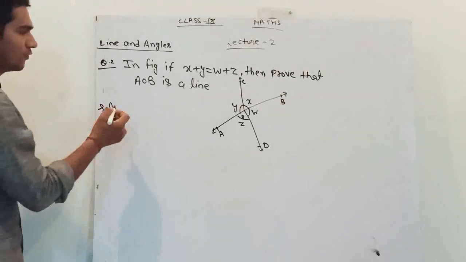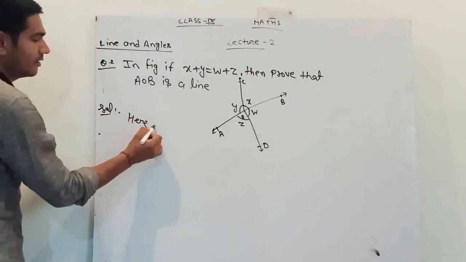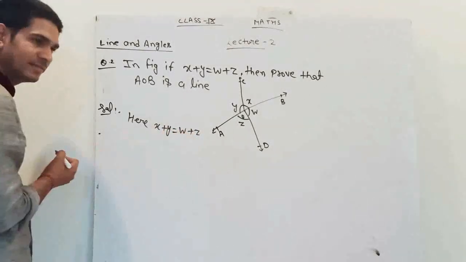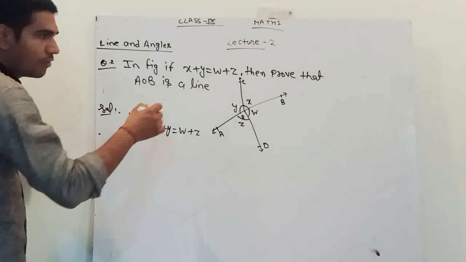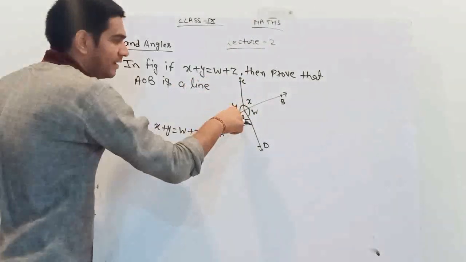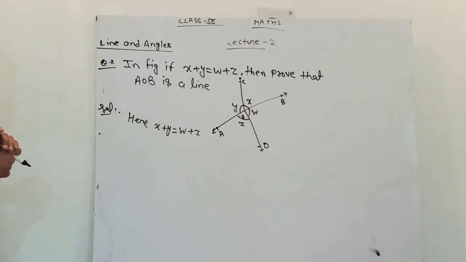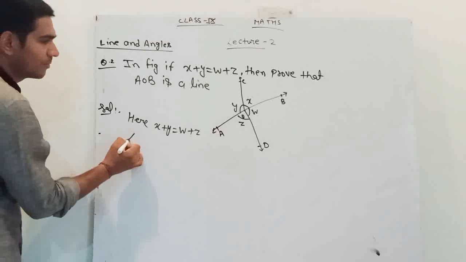So how will we prove it here? X plus y is equal to w plus z. Now here x, y, z, w, a complete angle is forming or not? So the sum of all four angles is equal to 360 degrees.